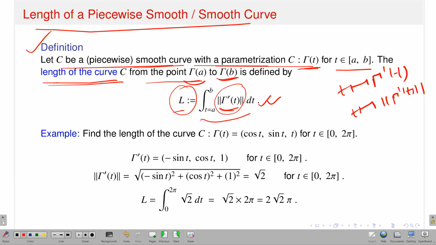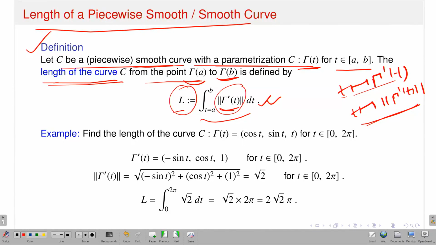Now, instead of a smooth curve, if I talk about a piecewise smooth one, then what will happen? The function t goes to gamma prime t is continuous except at finitely many points, because for piecewise smooth curves you do not have smoothness at finitely many points. Similarly, the norm function is continuous except at finitely many points, which will not affect the integration. So the integral always exists, since the interval t from a to b is closed and bounded, in fact compact. Whatever value I get is called the length of the curve C from the point gamma of A to gamma of B.